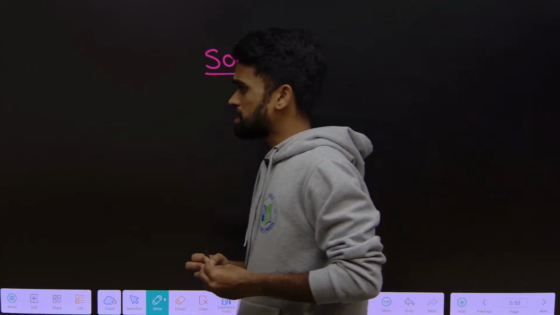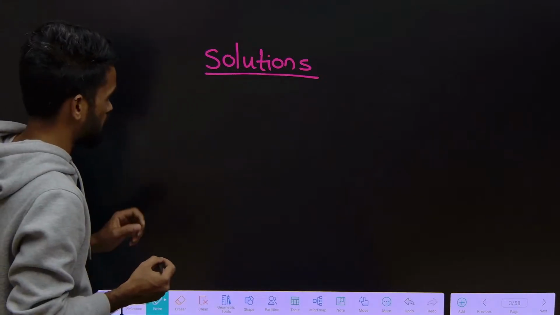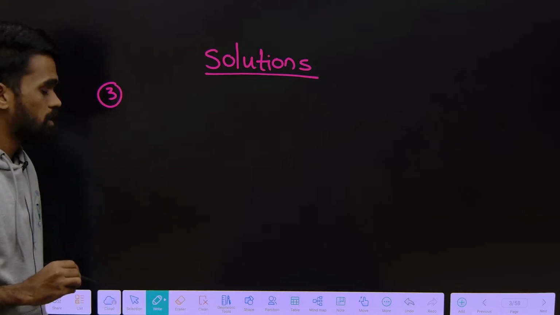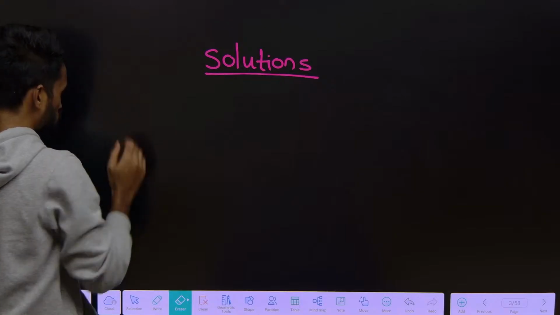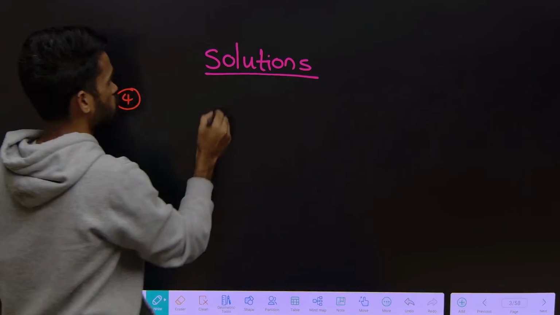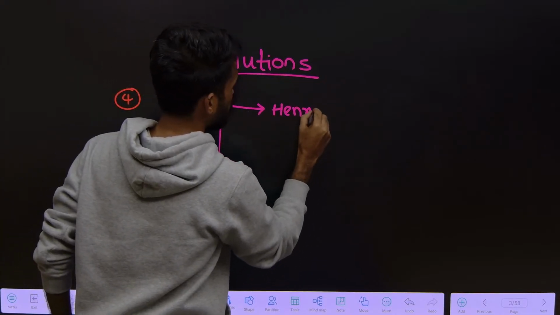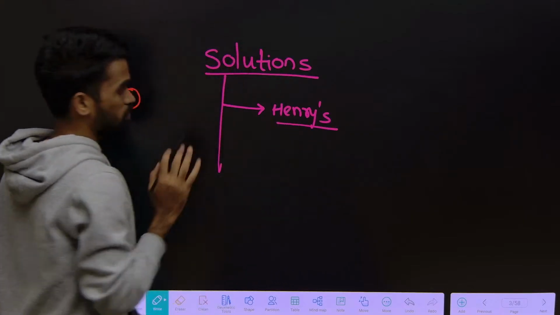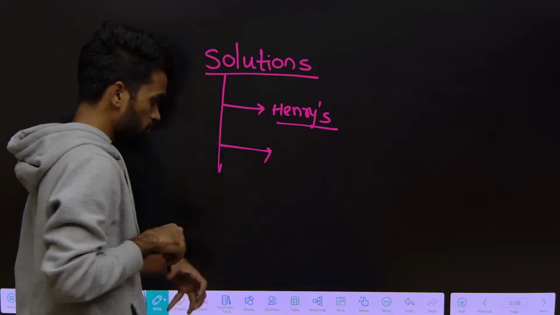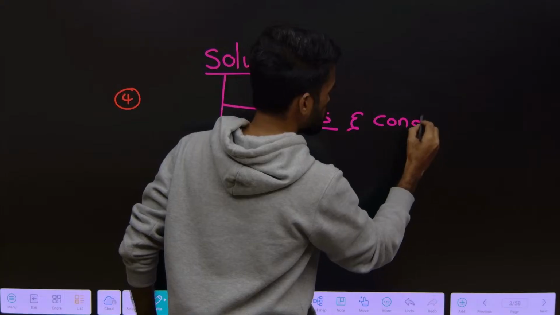First, let us discuss the solutions. This is our PYQ session, which is our fourth session on solutions. In the previous sessions, in the first session I discussed types of solutions and Henry's law, one of the very important topics for EAPCET. Along with this, I also discussed concentration terms.